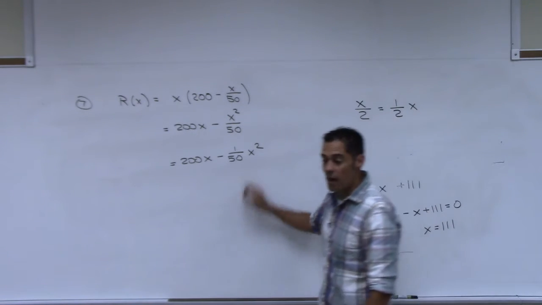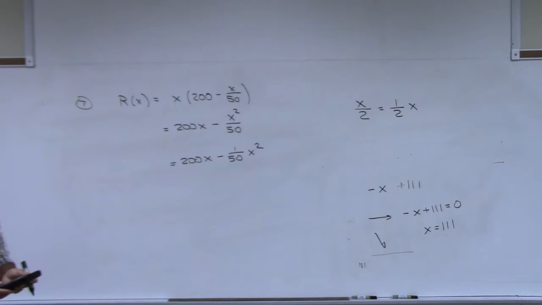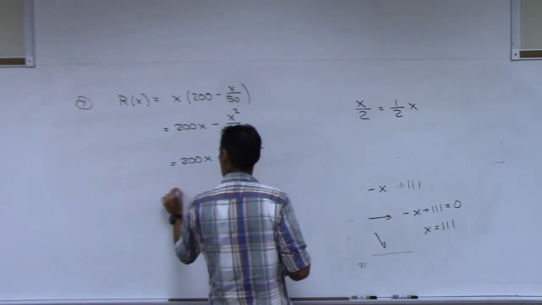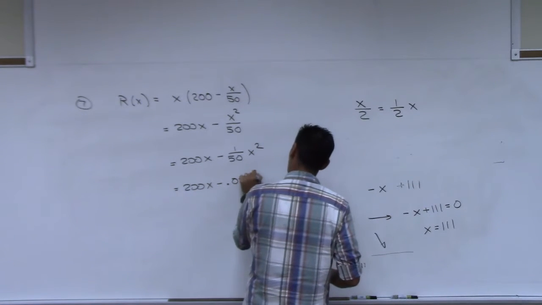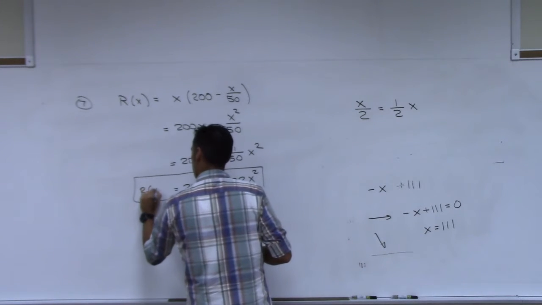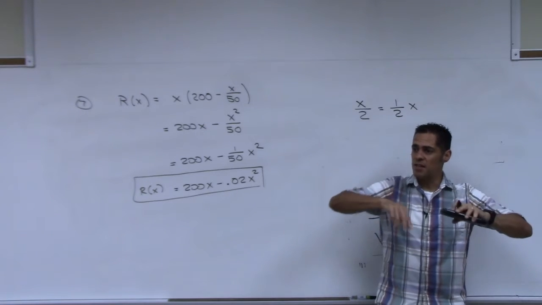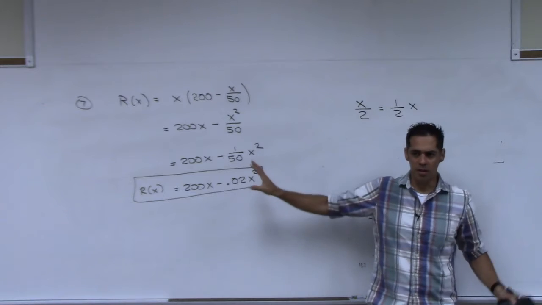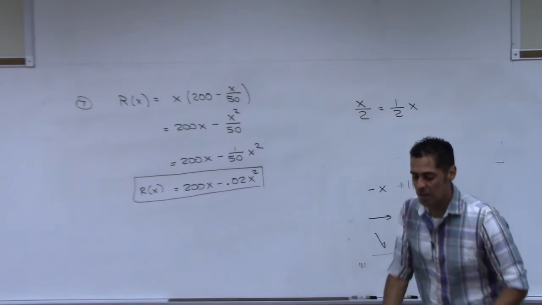And then you can get on your calculator and figure out what 1 over 50 is, and you'll get 0.02. So this is 200x minus 0.02x squared. That is your revenue function. Then you would take the derivative, set it equal to 0, do number line test points up, down, and you'd get your answer. We don't need to go through that, or we do? We're okay? All right, so that would take care of your revenue.